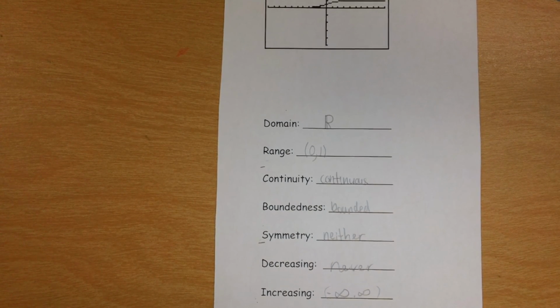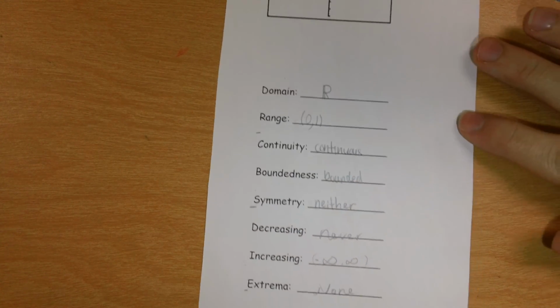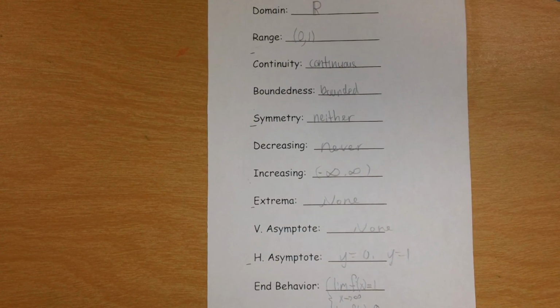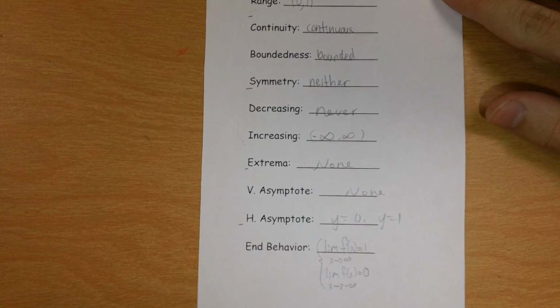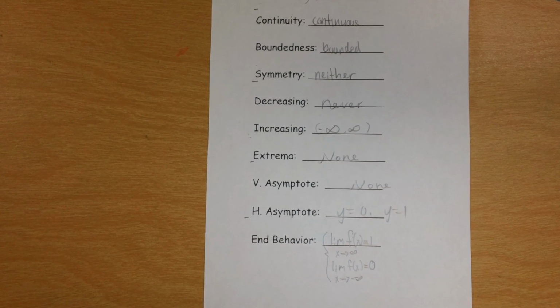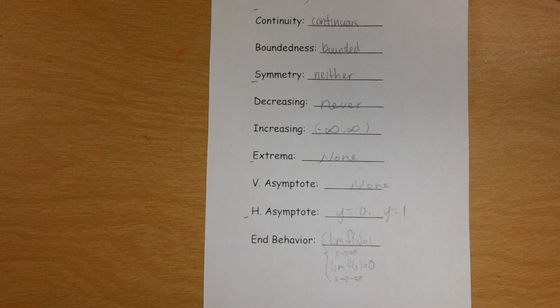This function has no vertical asymptote. The horizontal asymptotes are y equals 0 and y equals 1. The end behavior is the limit of f of x as x approaches infinity is 1. As x approaches negative infinity, the end behavior approaches 0.